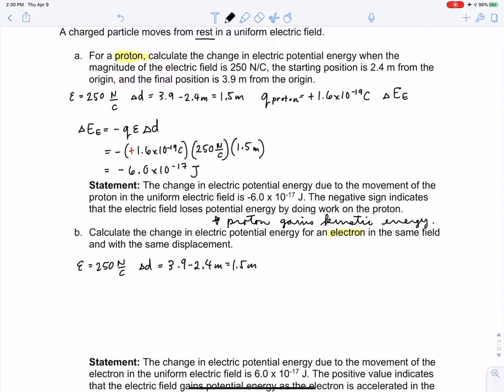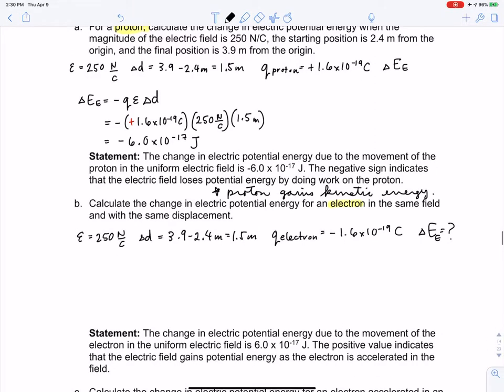1.5 meters. Now we're looking at the charge of the electron, which is negative 1.6 times 10 to the power of negative 19 coulombs. And we want to find the change in electric potential energy. We'll use the same equation. Change in electric potential energy is equal to negative q E delta d.